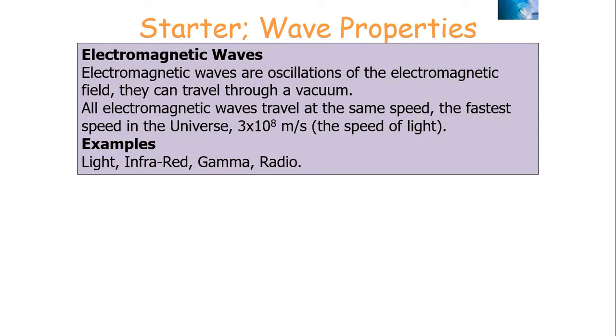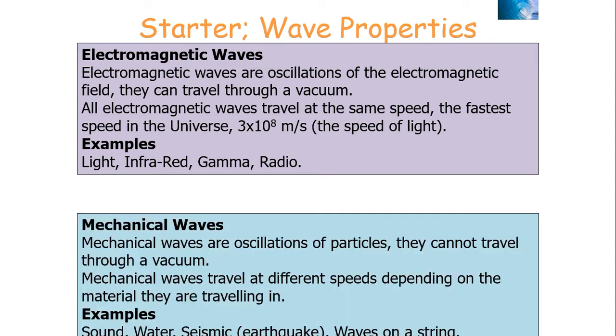So to clarify, electromagnetic waves are oscillations of the electromagnetic field, and so they can travel through a vacuum. All electromagnetic waves travel at the same speed, the fastest speed in the universe in a vacuum, 3×10⁸ meters per second, which some people commonly call the speed of light. Examples of this include visible light waves, infrared waves, gamma rays, and radio waves.